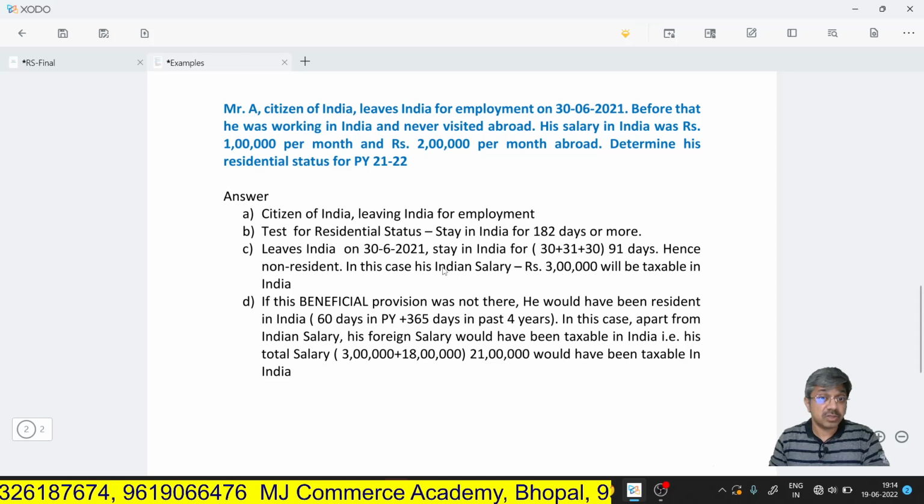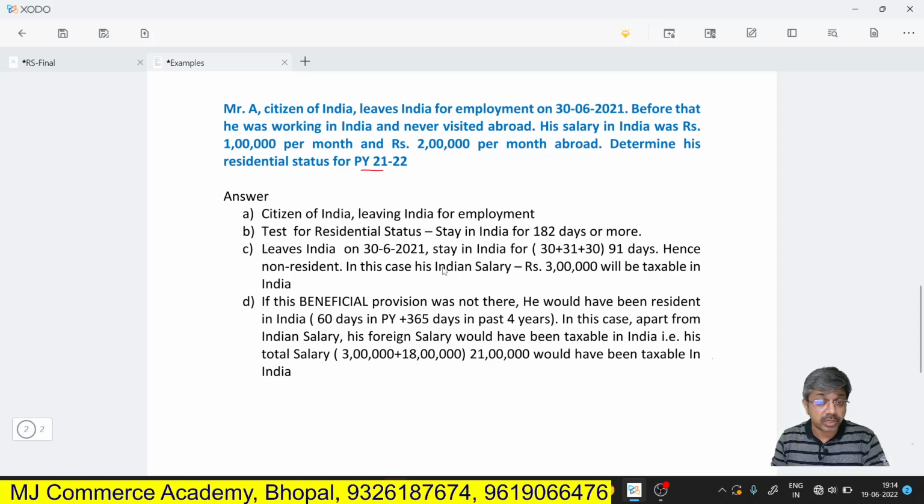Mr. A, a citizen of India, leaves India for employment on 30/6/21. Before that, he was working in India and had never visited abroad. His salary in India was 1 lakh per month and 2 lakh per month abroad. The question says determine his residential status for the previous year 21/22.